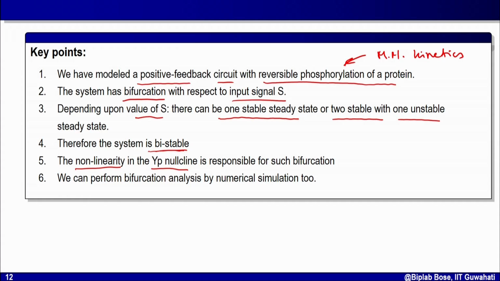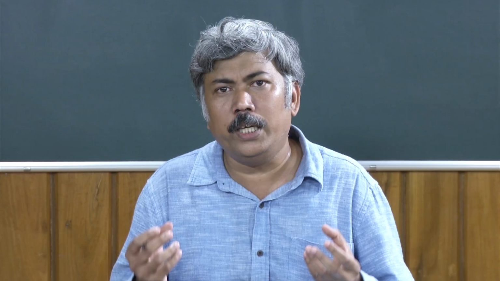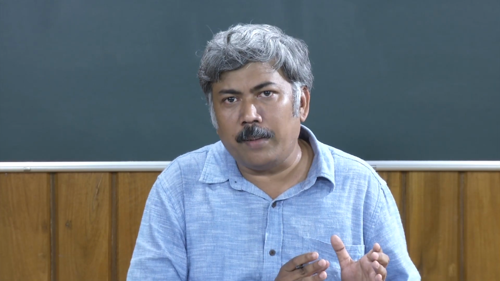And the last one, what I have discussed, is that you can actually do bifurcation analysis by simple numerical simulation the way I have shown you. What do you have to do? You have to change the parameter. In this case, the parameter is S, the input signal. I am changing the value from 1 to 10 for S, and I am simulating for different initial conditions, and then I am getting the steady state value from my simulation. And I am plotting S versus the steady state value of YP. And that gives me a partial bifurcation plot which tells me the system is monostable for some values of S and is bistable for some values of S.